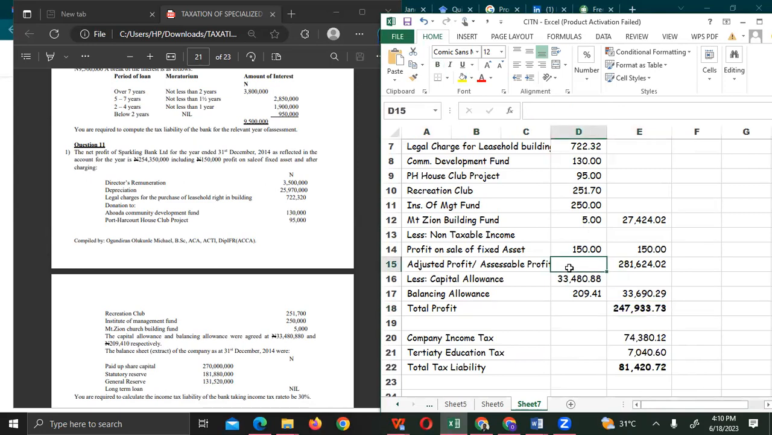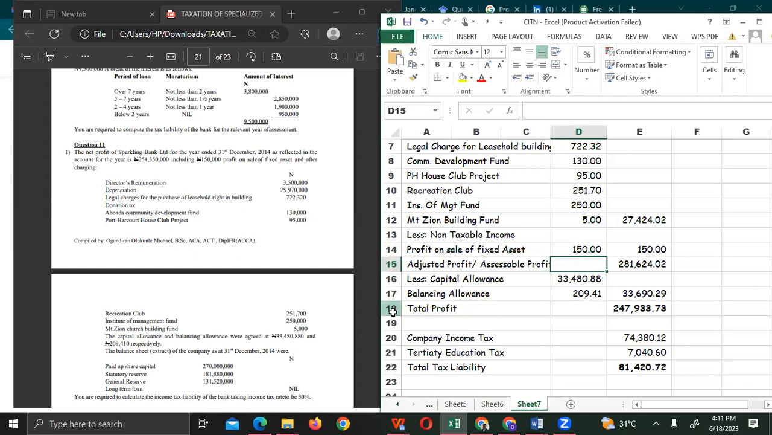I have a question. Yeah? I used to see a place whereby they would write 2/3 or something. Can you please explain that one? How it's restricted? Okay, restricted to 2/3 of assessable profit. All companies, apart from manufacturing and agro-allied businesses, are expected to relieve their capital allowance to the tune of 2/3 of assessable profit.